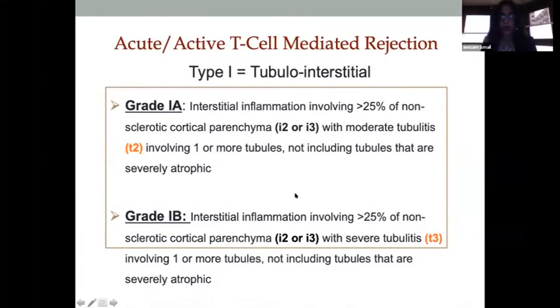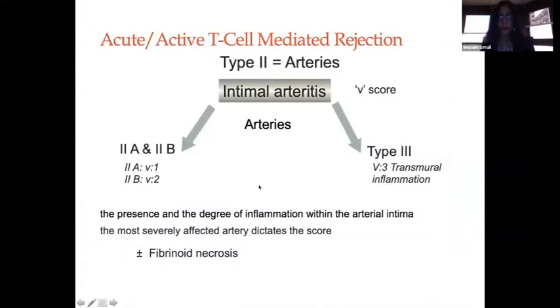Till 2019, we retained the same criteria or the same grades for acute active T-cell mediated rejection, which is grade 1A and grade 1B for the tubulointerstitium, and these are grades related to severity. We still have grade 2A and B, which is the endothelialitis, which is the inflammation in the arteries or the V score, and grade 3, which is transmural inflammation or marked endothelialitis, plus or minus fibrinoid necrosis.